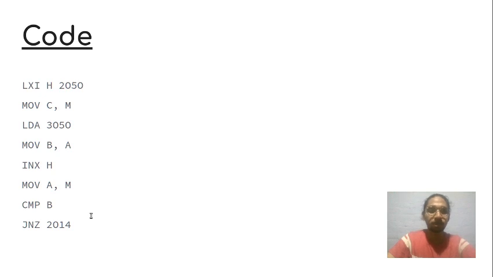MOV A, M. Move the content of memory location M into accumulator A. CMP B. Subtract B from A and update the flags of 8085. JNZ 2014. We jump to memory location 2014 if the zero flag is reset, like ZF equals 0.